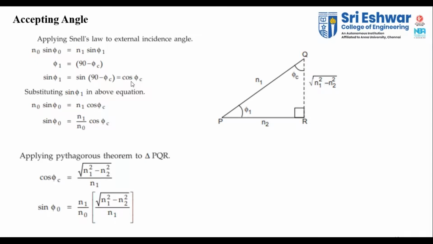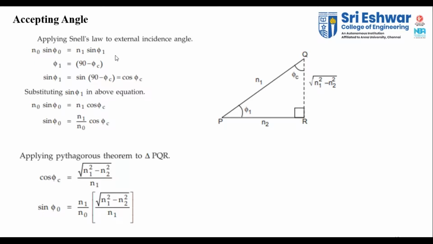So substitute that into the equation. N0 sin phi 0 stays as it is. Apart from sin phi 1, what do we have to write? Here we have to write cos phi c. This is just a replacement; bring N0 down. So sin phi 0 is nothing but N1 by N0 times cos phi c. Up to this, any doubt you are having? As per Snell's law, equation 1 is right.